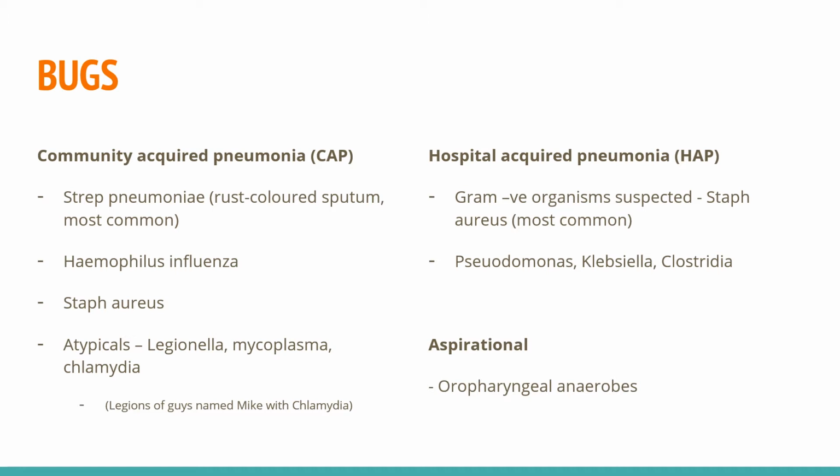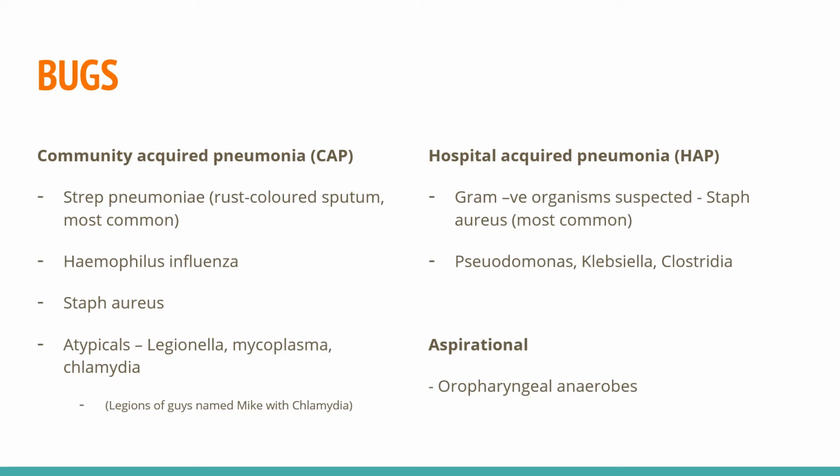So this one, buzzwordy, like I said, we'll go through some of those in the last slide, is rust-coloured sputum. So if someone tells you that they're coughing up phlegm, the next question you would be asking is, what colour is it? Oh, it's kind of brown, it's kind of this. Okay, it's Strep pneumonia. Next, we've got Haemophilus influenzae. This one's not as common because there's a vaccination for it, but we just have to chuck it in.